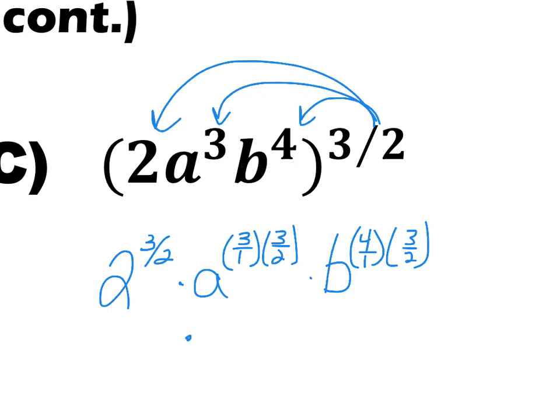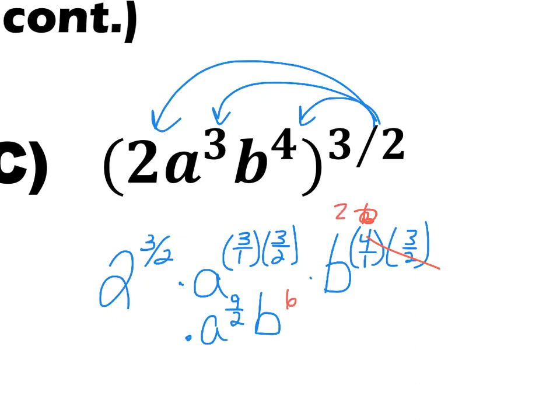What would my a simplify to? A to the what? 6 over 2. Multiply. 9 over 2. Yep, 9 over 2. What would my b simplify to? 12 over 2. Which is? Yep. 6. Cross cancel here. 6. Whoops, sorry. This becomes a 2, and then 2 times 3 is 6.